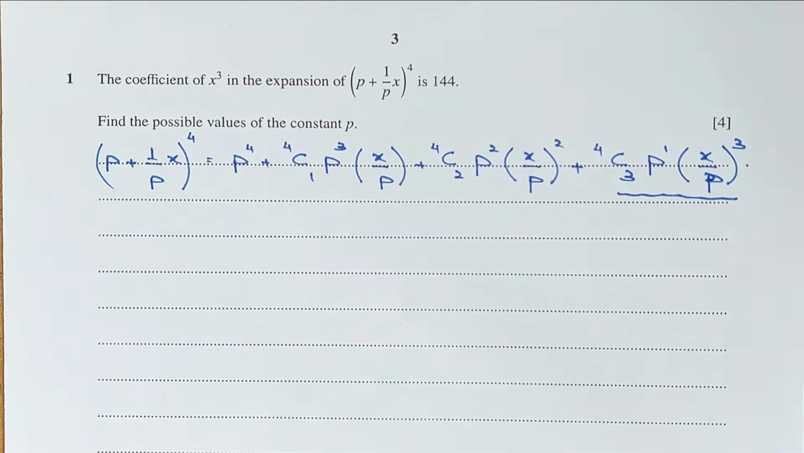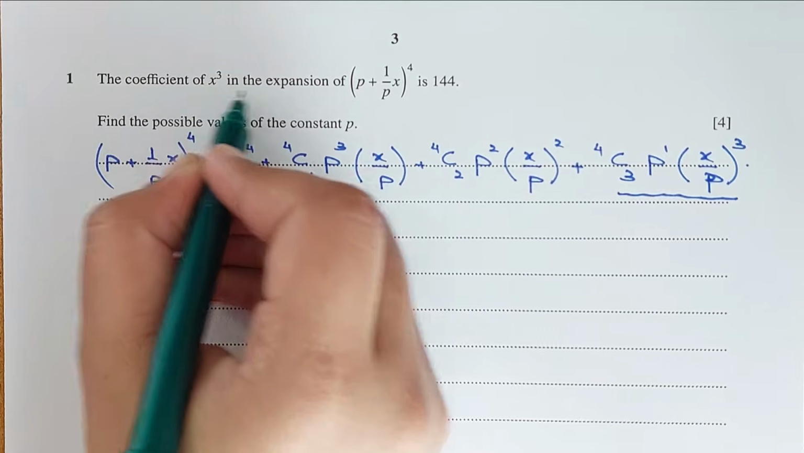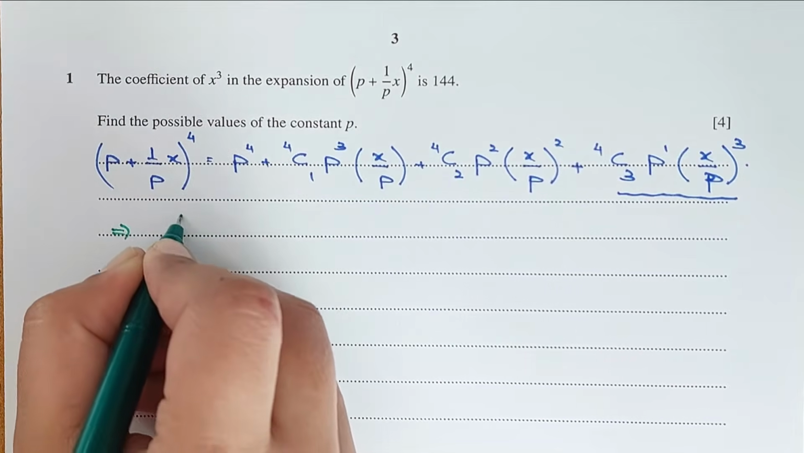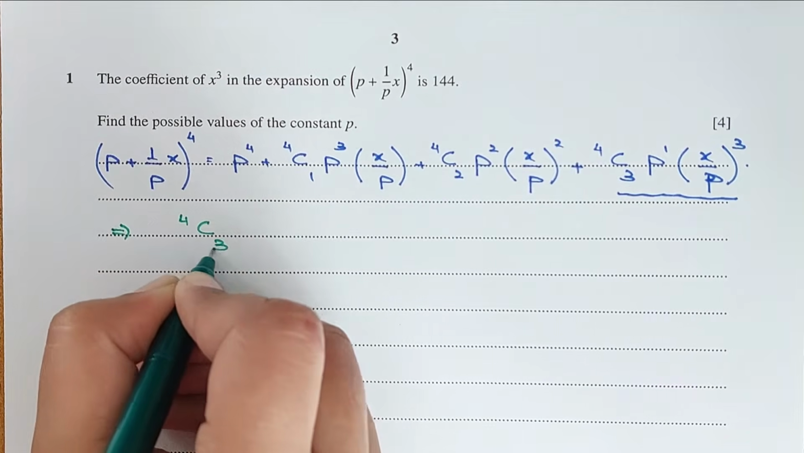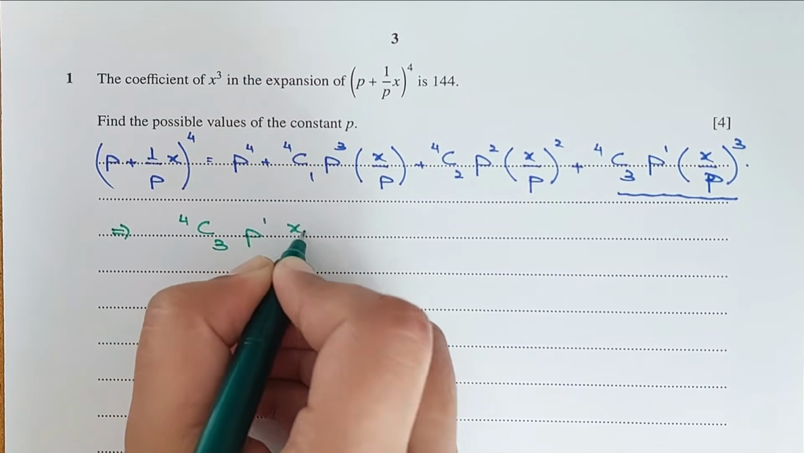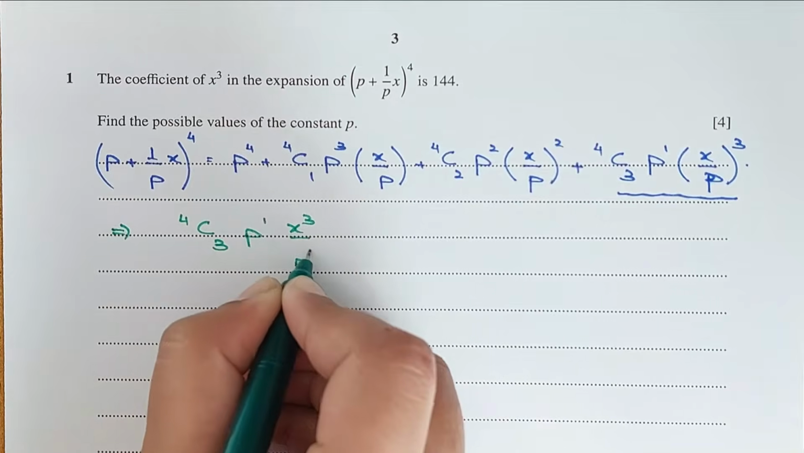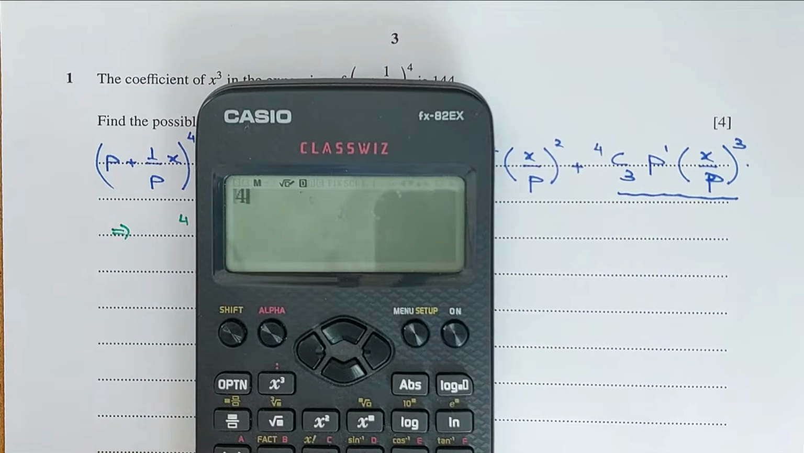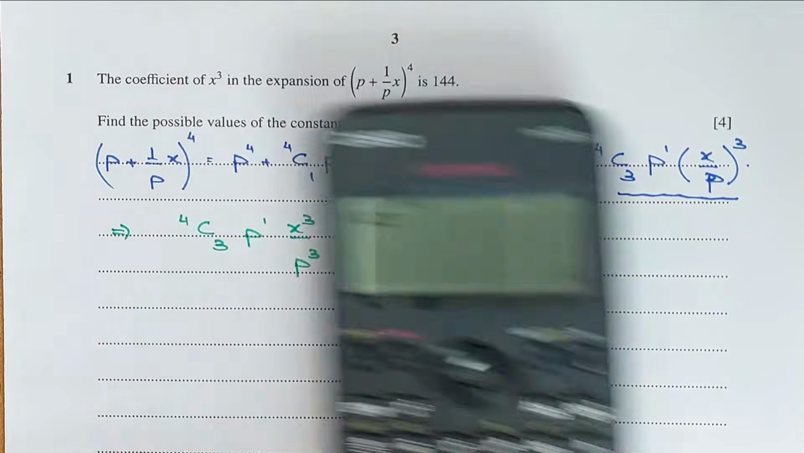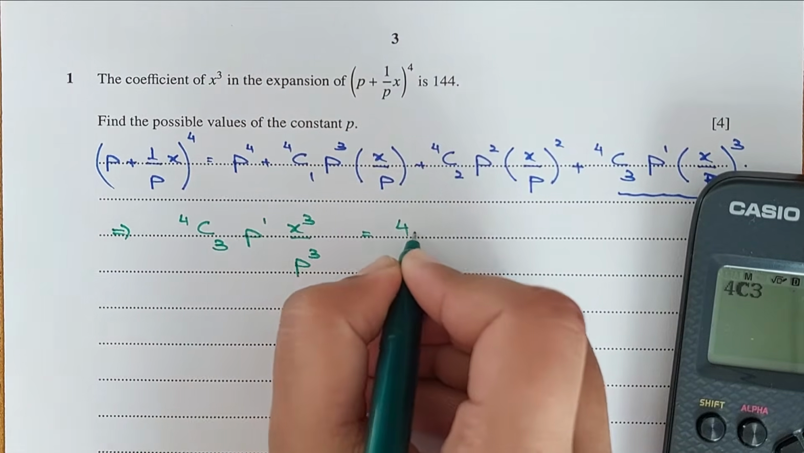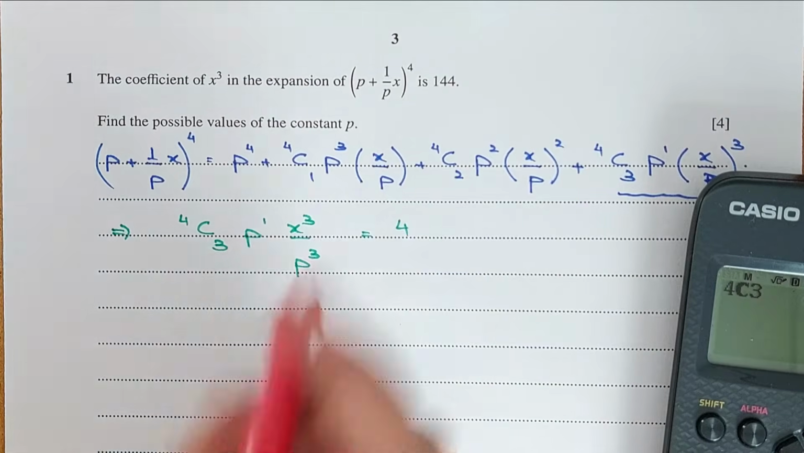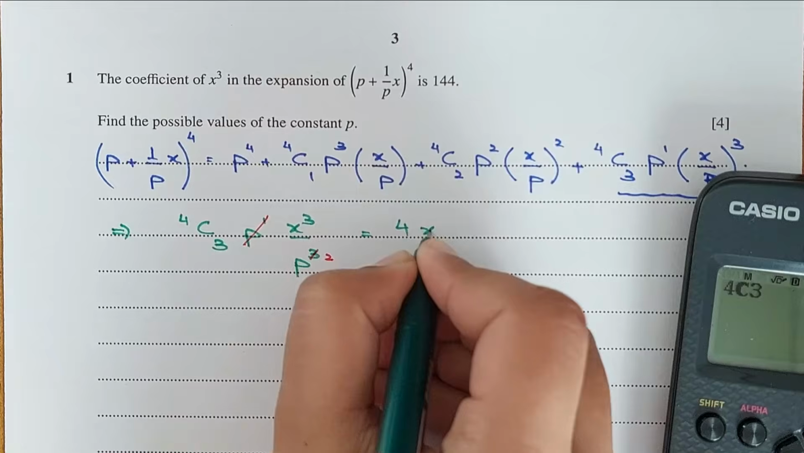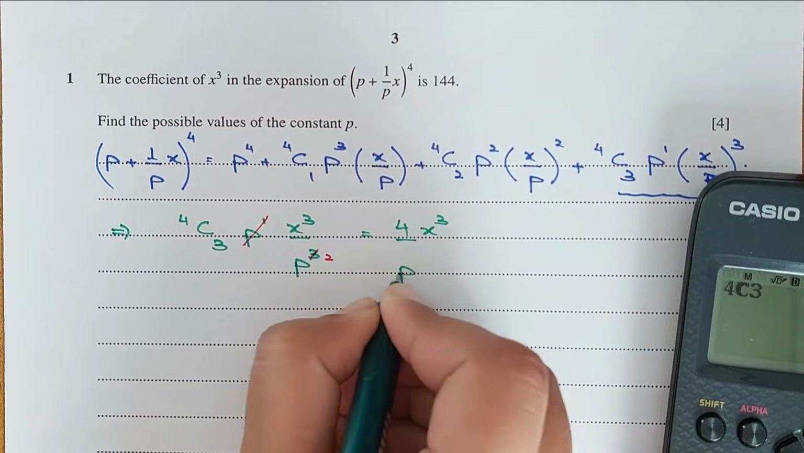We are given that the coefficient of x cubed in this expansion is 144. So we can say 4C3 p to the power 1 times x cubed over p cubed, where 4C3 is 4, and we can simplify the p with p squared, giving 4x cubed over p squared.